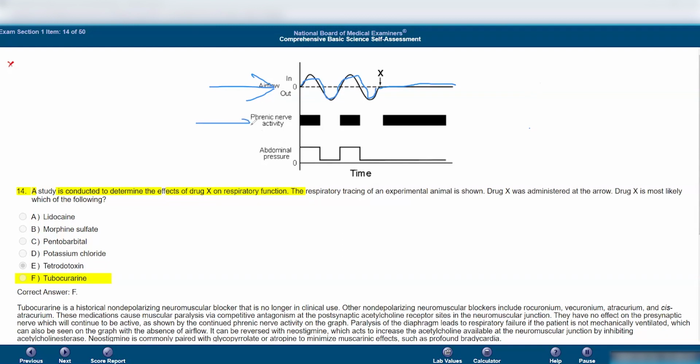Then you look at your phrenic activity. It's able to be on when you inhale. So you contract your diaphragm, then it relaxes, it pushes out, and then repeat. And even after you give your drug, your phrenic nerve is actually still on. So from these two alone, without the abdominal pressure, there is a drug that does not affect the nerve, because the nerve is still firing, right? Okay.